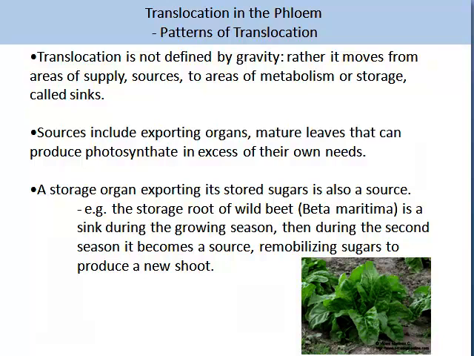Sources include exporting organs, such as mature leaves that can produce photosynthetic substances in excess of their own needs. A storage organ exporting its stored sugars is also called a source. For example, the storage root of wild beet is a sink during the growing season. Then, during the second season, it becomes a source, remobilizing sugars to produce a new shoot.